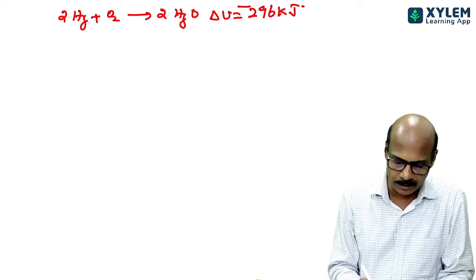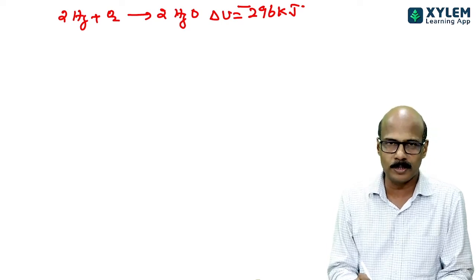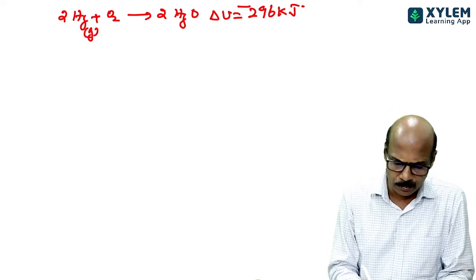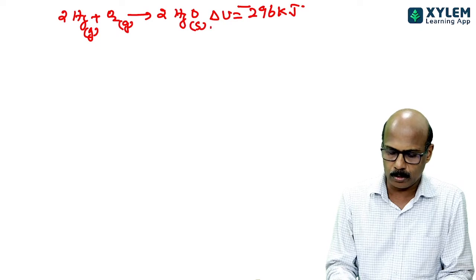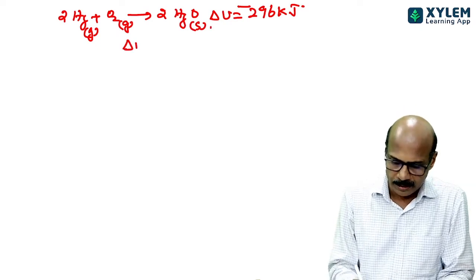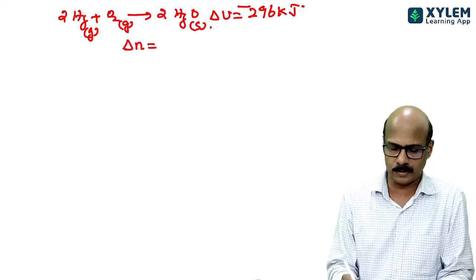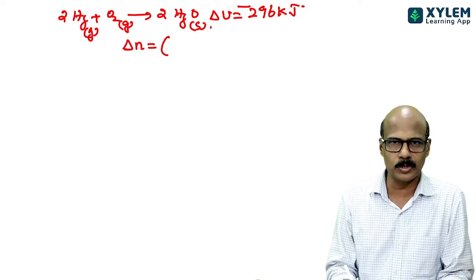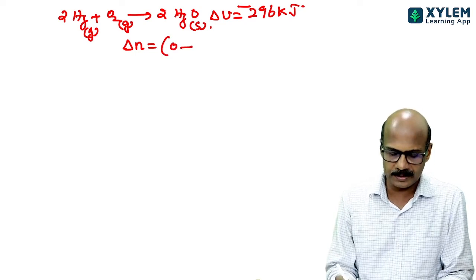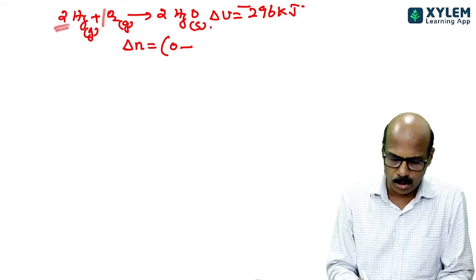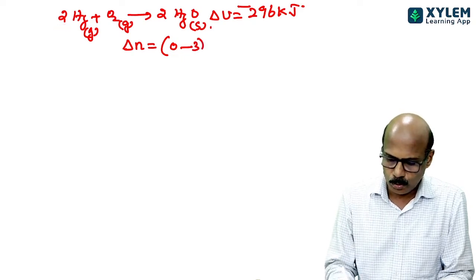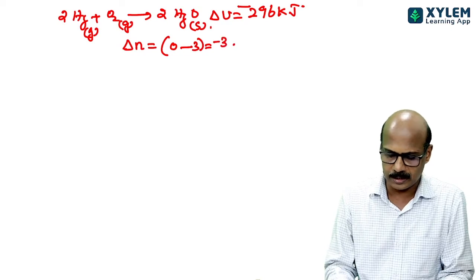And please don't forget, mercury in the standard form is liquid. But in the given question, mercury vapor is burned. Mercury vapor is burned to give mercuric oxide solid. So what will be delta n of that process? On the product side there is no gas. So 0 minus reactant gas, there are 3 gases, 2Hg and 1 O2. So 0 minus 3, delta n is minus 3.